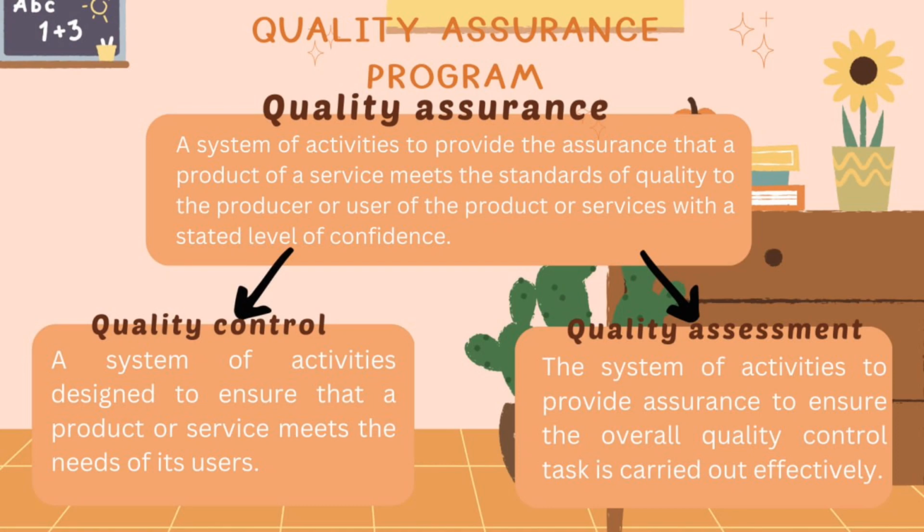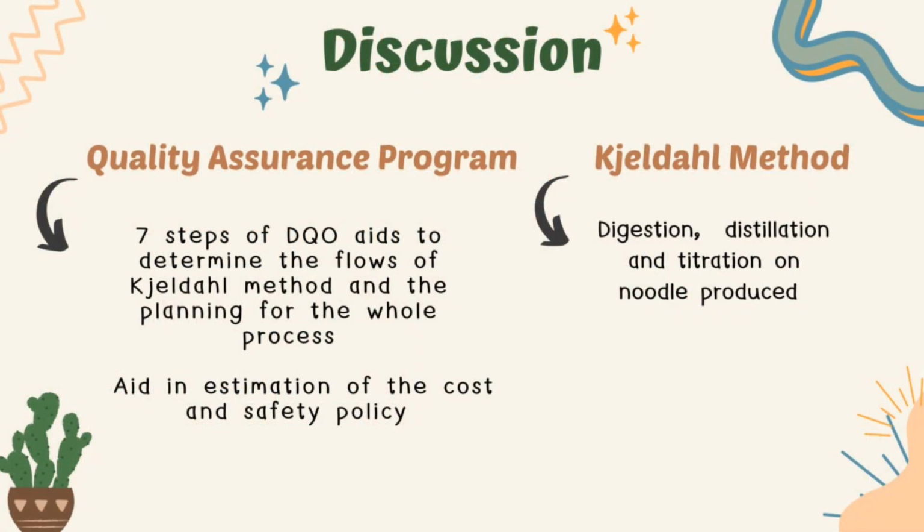My name is Scarlett Sandam, and I will be presenting the discussion part. The discussion part can be divided into two, which are the Quality Assurance Program and the Kjeldahl Method. Data Quality Objective, or DQO, is part of the Quality Assurance Program. Data Quality Objective aids in planning the systematic process involved.